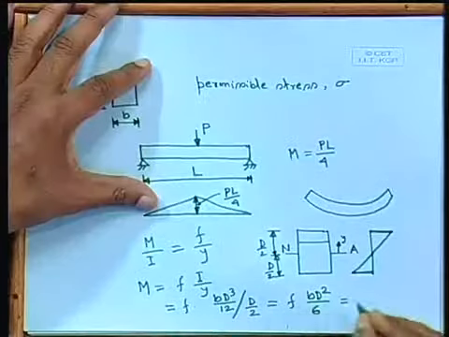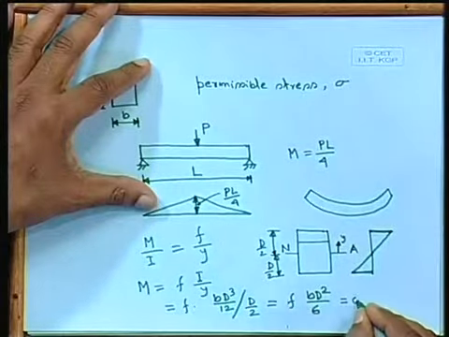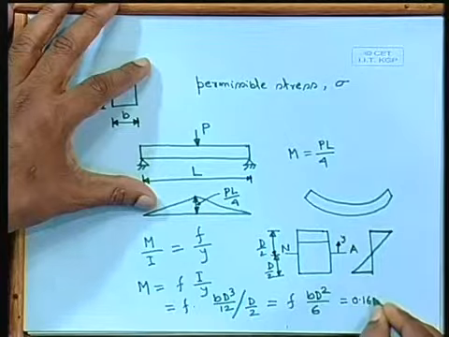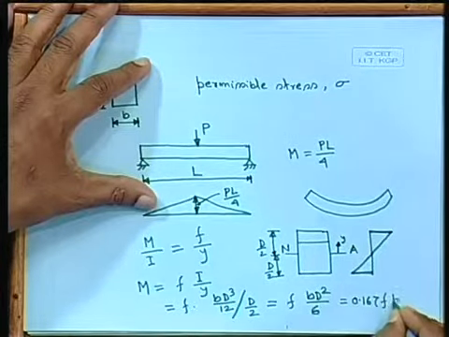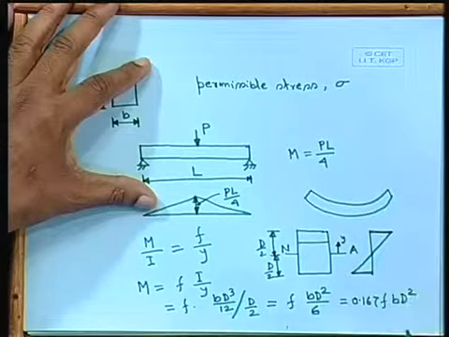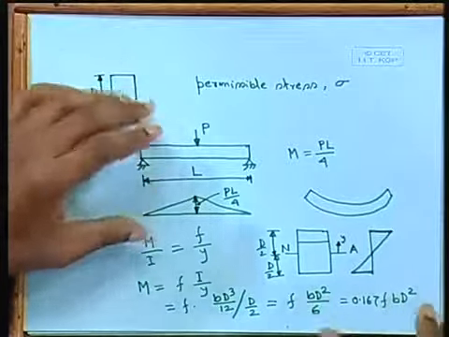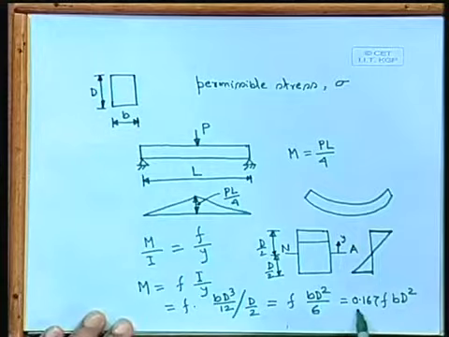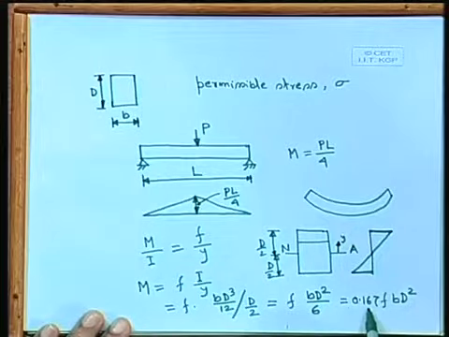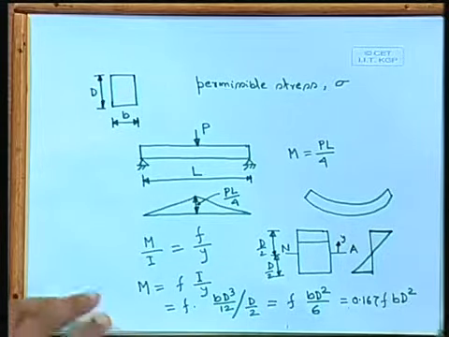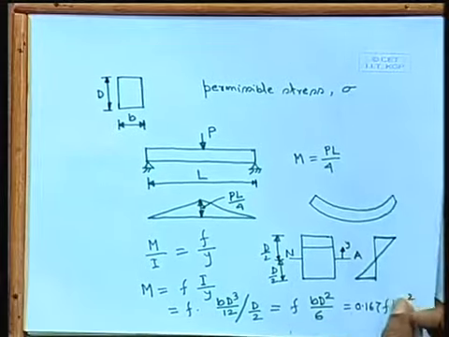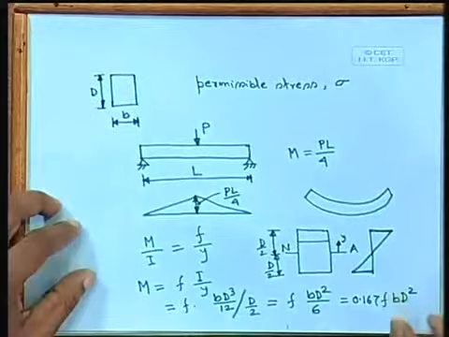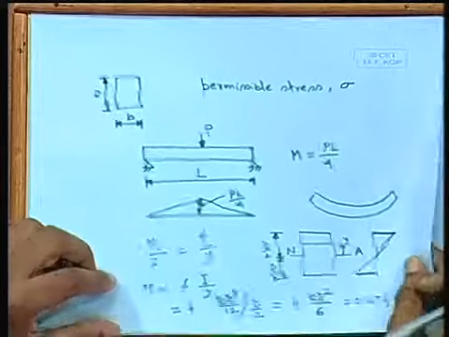So, we can find out in an even clearer way. I can say 0.167 f b d square. So, this is the equation we shall get. Please note M equal to 0.167 f b d square, that is the one we shall consider, and let me follow in the next page.